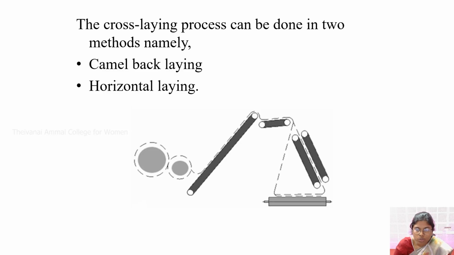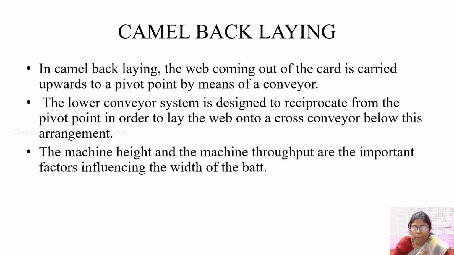So this is a picture of camelback laying. Let us see the process in detail. In camelback laying, first the web will come out of the card and it is carried to a pivot point by means of a conveyor, and you also have another conveyor system through which the web is brought down, and you have a cross conveyor through which the arrangement of web happens in the cross direction.